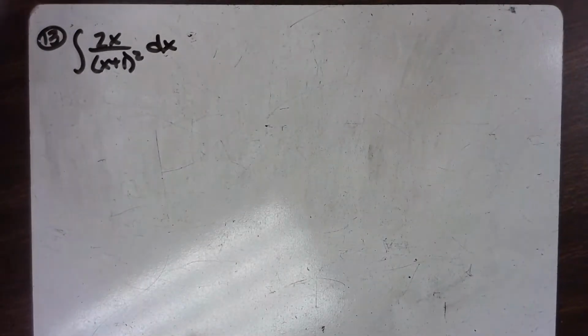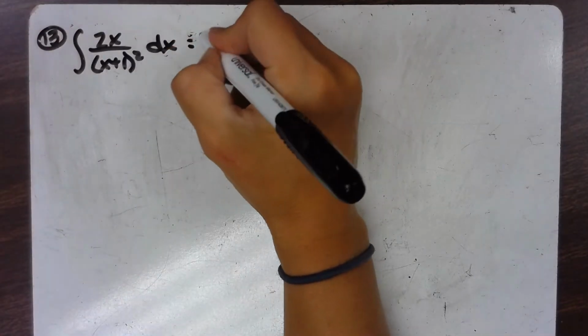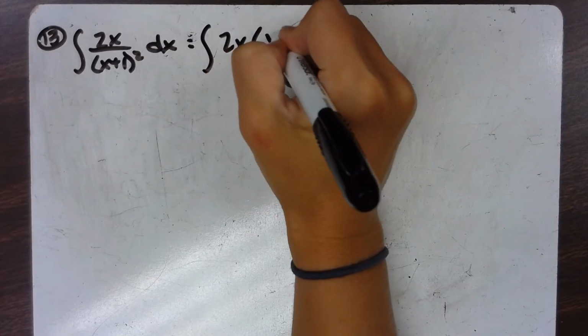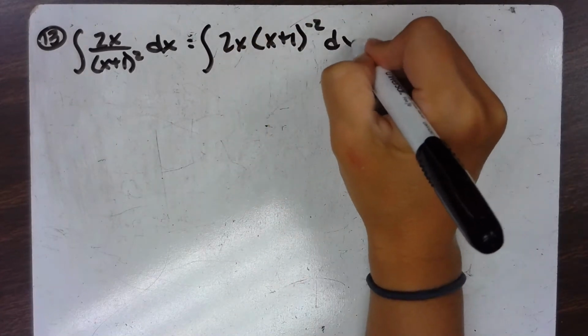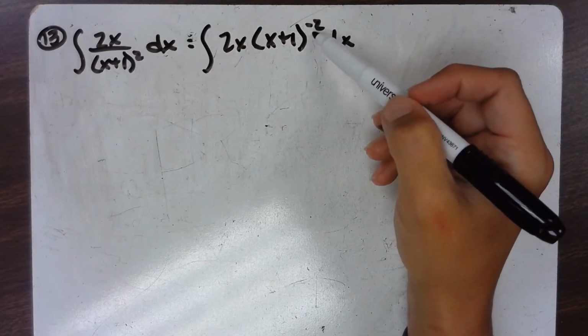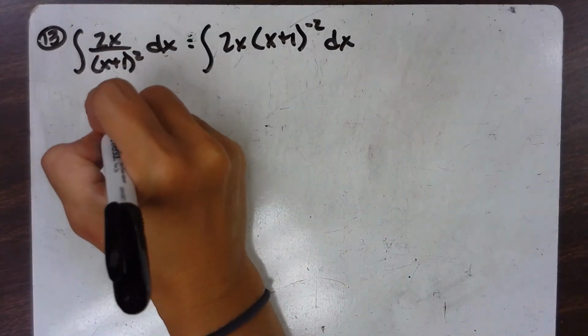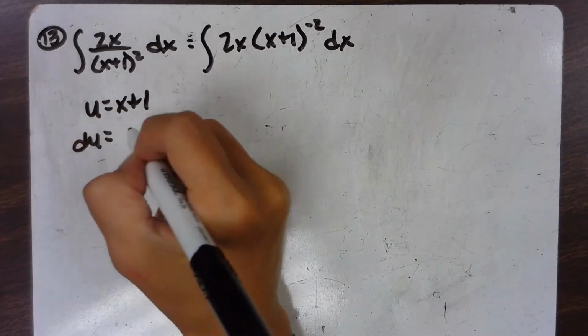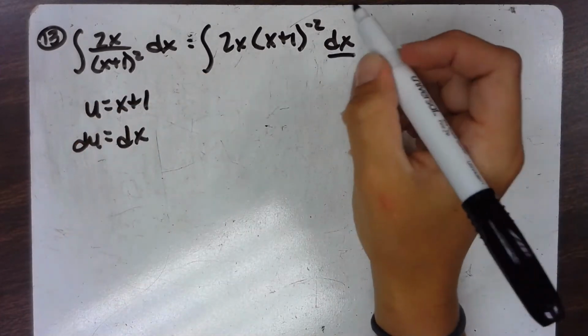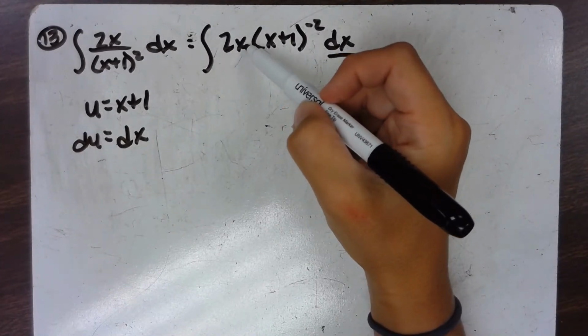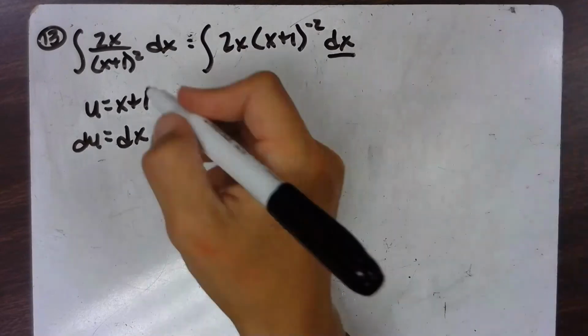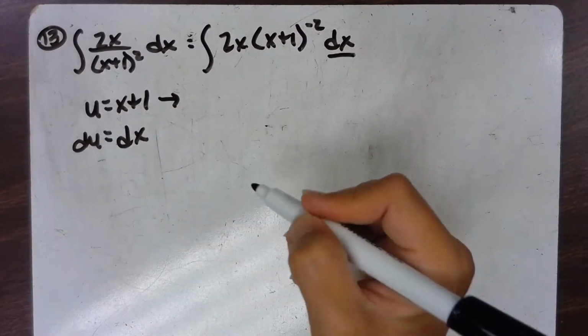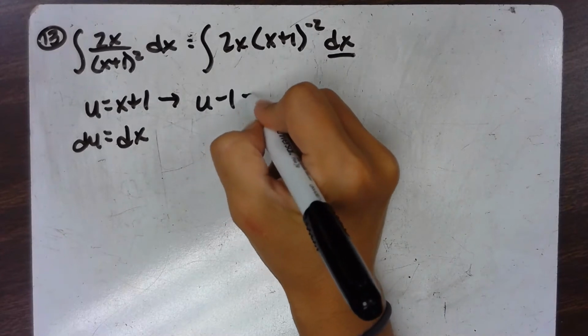Okay, let's look at number 13. Now, this one's a little more complicated. You are welcome to do 2x and then x plus 1 to the negative 2. Now, I notice I got to the negative 2. What if I do u as x plus 1? du equals just dx. Okay, and I've got the dx. My problem is I've got this extra thing right here. Well, remember, when we have an extra x, we can put this in terms of u. So u minus 1 equals x.